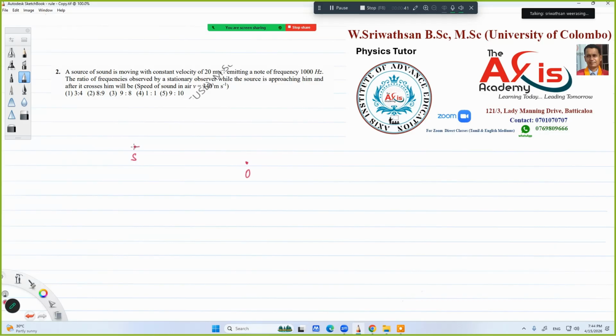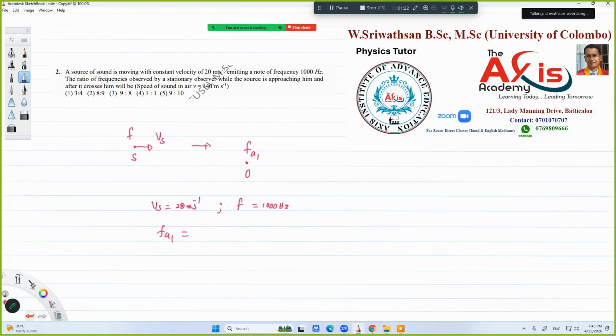That means initially it is approaching the observer with the velocity Vs. Vs is given as 20 meters per second, and the emitting frequency, that means the natural frequency of the source, is also given, 1000 hertz. When the source is moving towards the observer, let us assume the apparent frequency heard by the stationary observer is FA1. Then what is the formula for FA1?